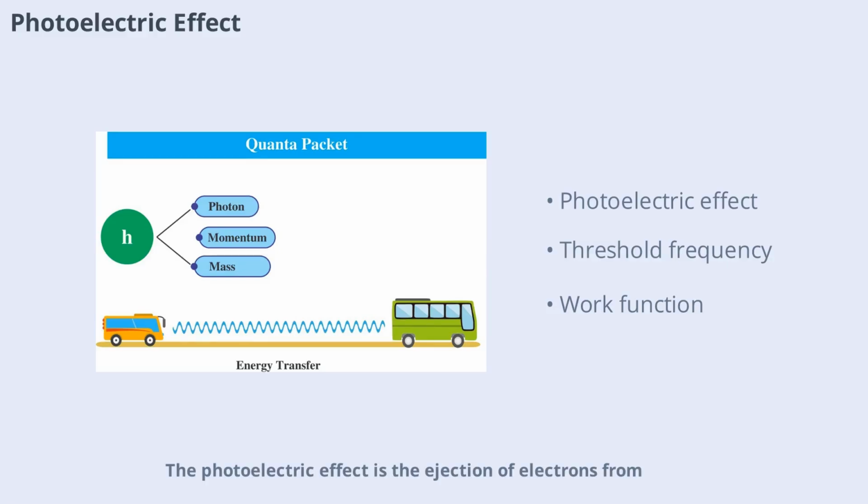Photoelectric effect is the ejection of electrons from a metal surface when light of a certain minimum frequency, called threshold frequency, is incident. The minimum energy required to remove an electron is known as the work function. The maximum kinetic energy of photoelectrons depends on the frequency of incident radiation, not its intensity. This effect provided crucial evidence for the quantum nature of light.